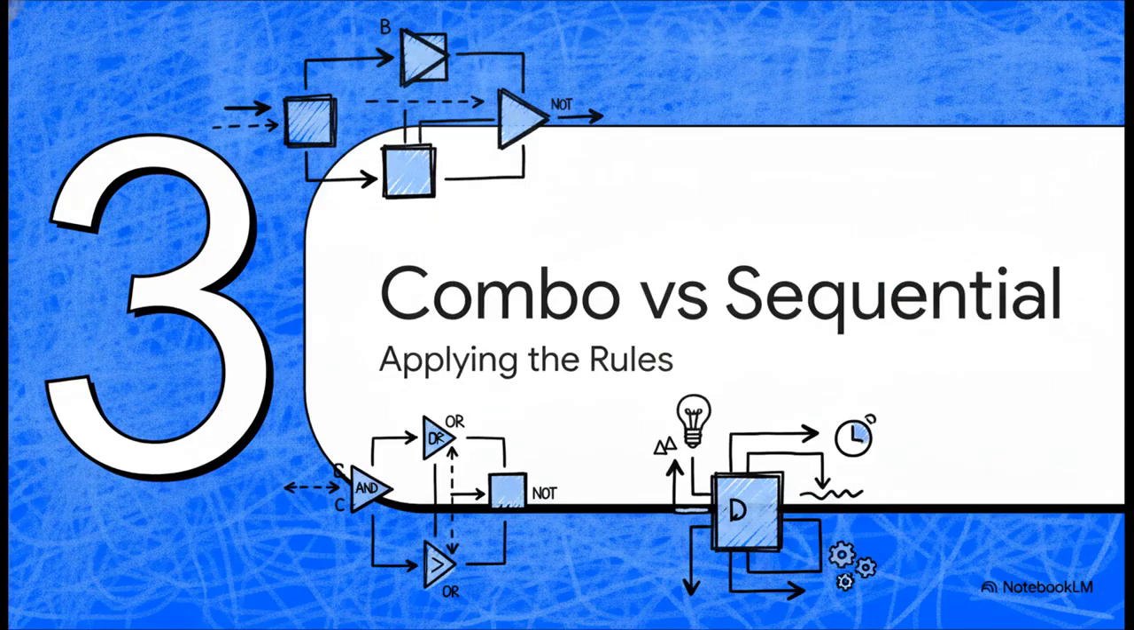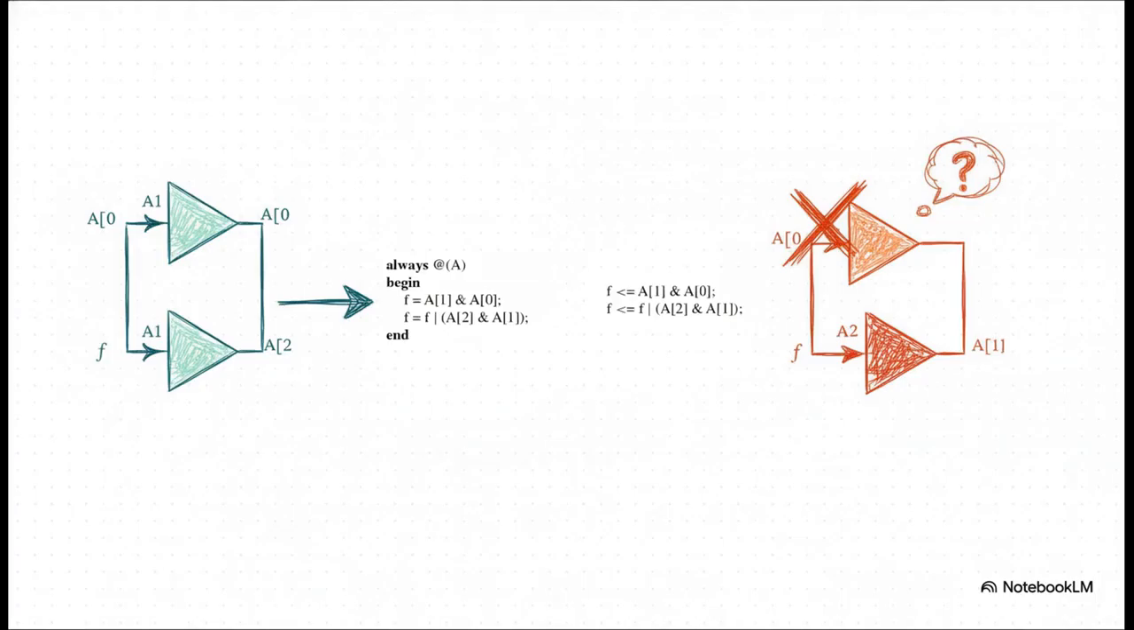Which brings us nicely to Section 3, combinational versus sequential logic. Let's actually apply these rules. Let's see exactly what happens when we mix these rules up. Compare these two blocks of code attempting to write the exact same function. On the left, we have blocking assignments appropriately describing a combinational logic function, perfect.